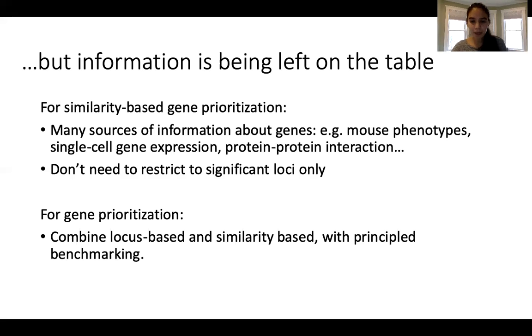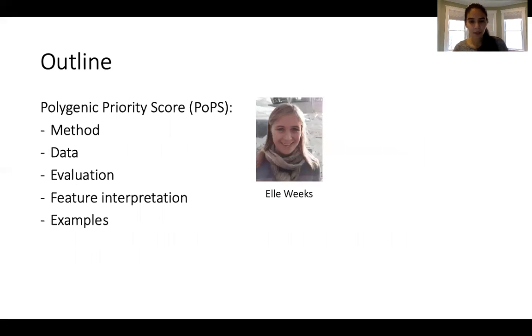The second piece, which I'll talk about less today just for time's sake, is this idea of combining locus-based with similarity-based gene prioritization. This seems pretty straightforward, and one key difficulty here is benchmarking. It's really hard to say this new way of doing things is better than other ways, especially when what you're hoping is that you've actually taken advantage of a lot of the information that's out there, so you can't then use it for validation. So today I'm going to talk about our similarity-based gene prioritization method, polygenic priority score, or POPS. This work was led by Ellie Weeks in my group.